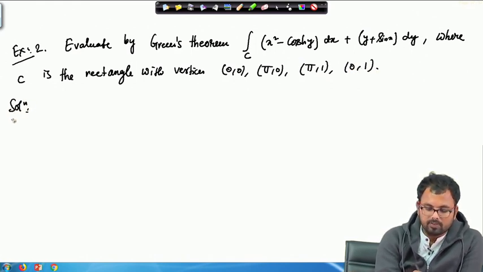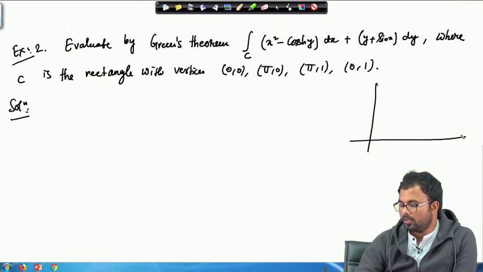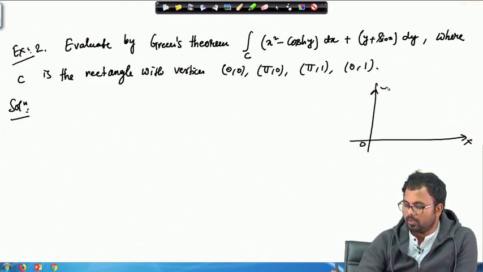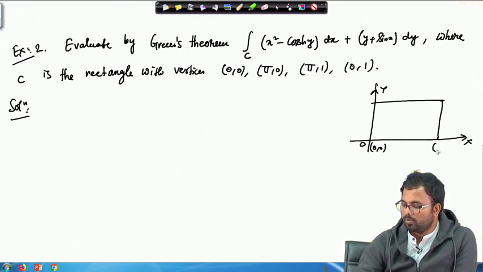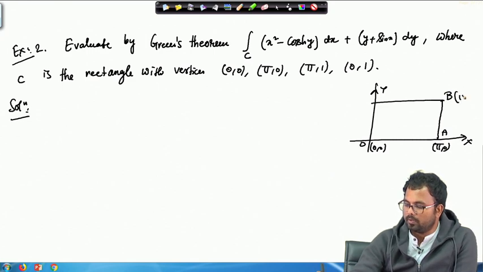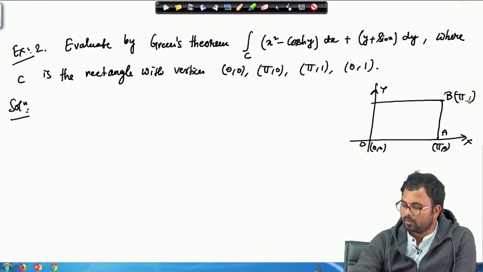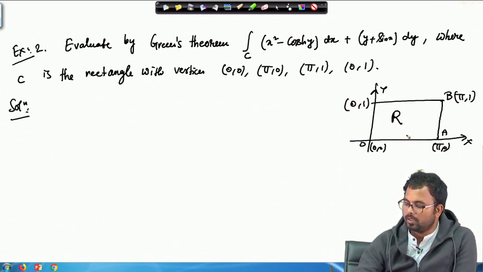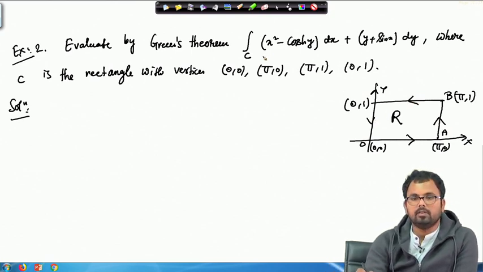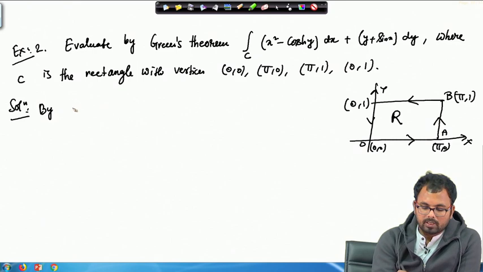So, we basically have a region R. Let me draw this region R, x, y. This is our rectangle. We have vertices 0 0, pi 0, which is say A, then B is pi 1, and then this one is 0 1. All right. So, this is our region R, this is the curve C, along which we have to calculate this line integral. So, by Green's theorem we know that.